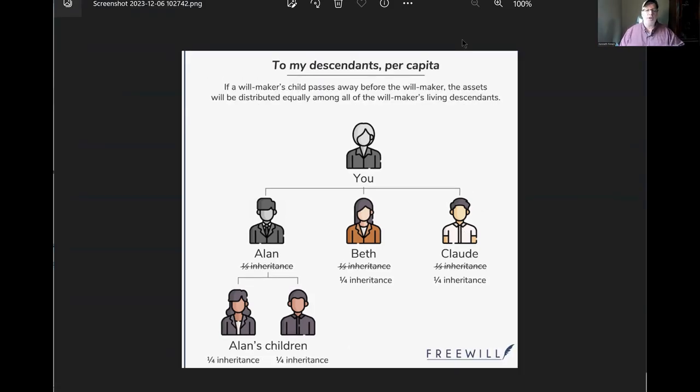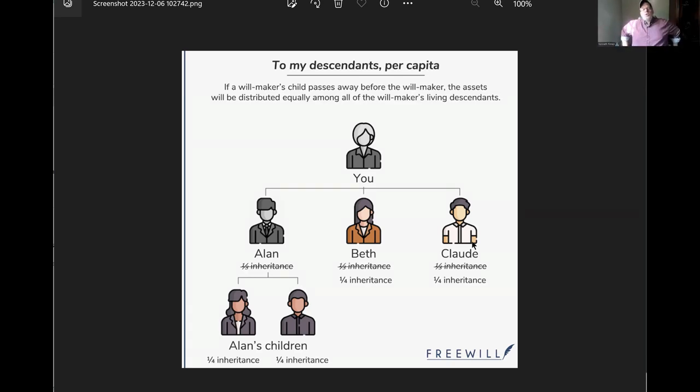Okay, so this is per capita to my descendants. That means all living descendants will get the money. So everyone who's alive will get a piece of it. So again, you have Alan, Beth, and Claude. Alan dies first, before you do. So then his children and the others will split everything between all of them. Claude will get a quarter, Beth will get a quarter, and each of Alan's children will get a quarter of the inheritance. It's not based on your level in the relationship. It's literally to all my descendants. Everyone gets the same percentage.